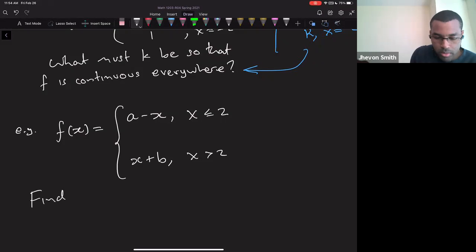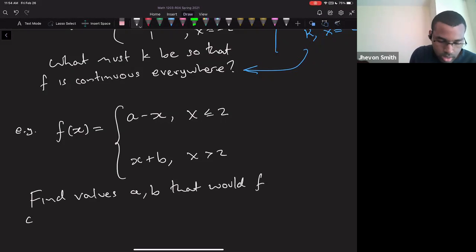Find values a, b that would make f continuous everywhere.